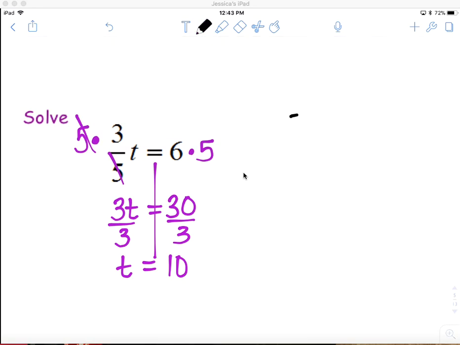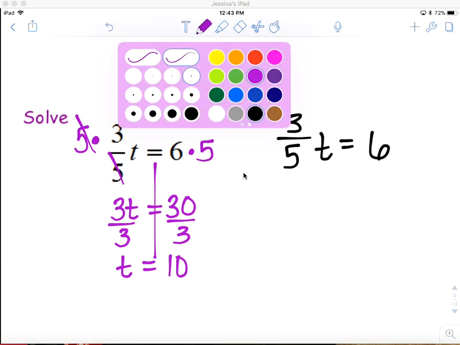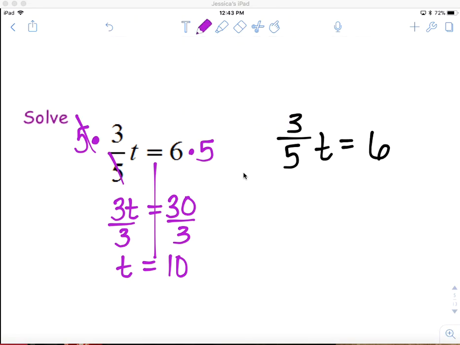The other option is to multiply by what we call the reciprocal. Your reciprocal is basically your fraction flipped. So instead of using 3 over 5, we would use 5 over 3.